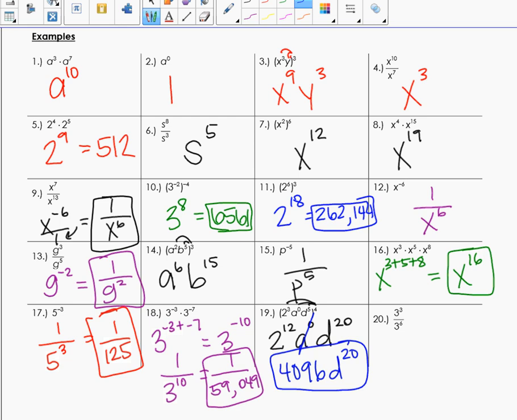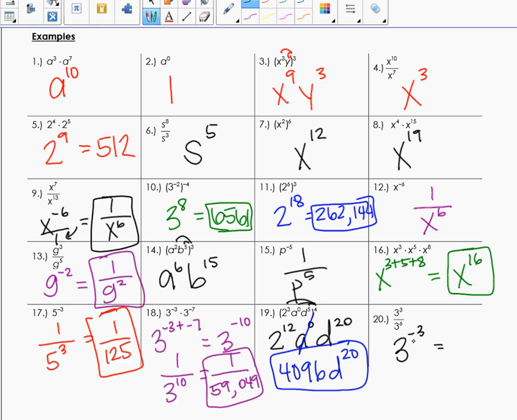So that's your final answer. Okay, and the last one here, we have 3 to the third over 3 to the 6th. So this is similar to number 13, number 9, number 4. You're going to subtract. So you end up with 3 to the 3 minus 6, which is negative 3.